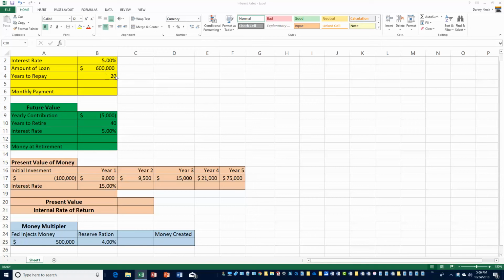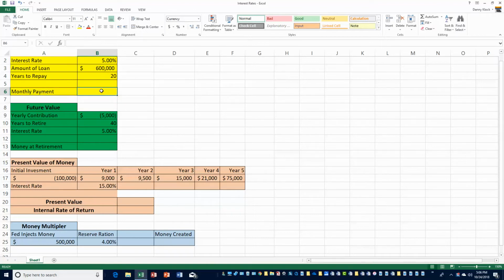All right, let's do this interest rate spreadsheet. Fairly simple. Follow along with me. This first one in this yellow zone here, we want to figure out what our monthly payments are going to be if we take out a loan. Because this is similar to a business.